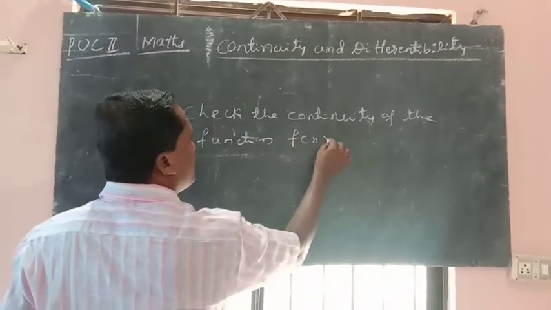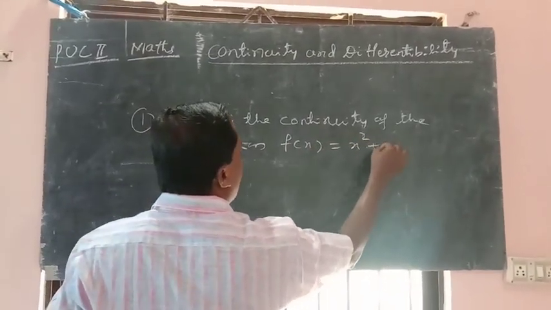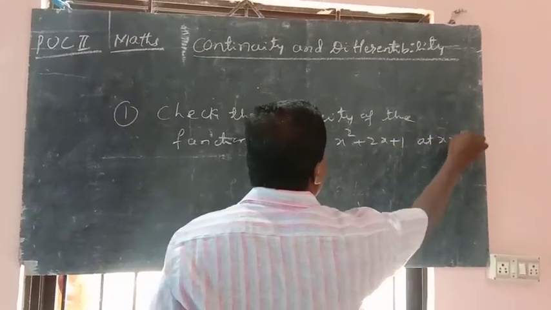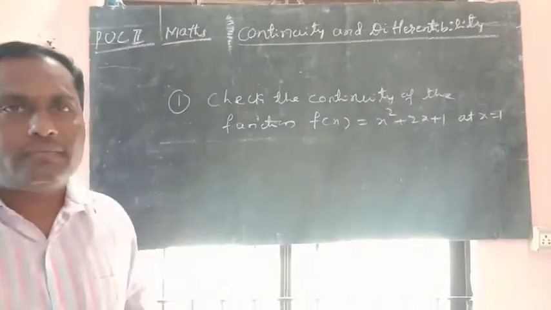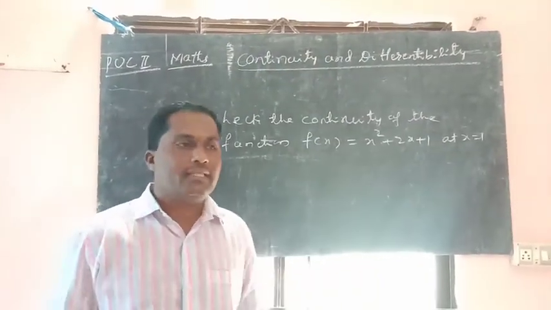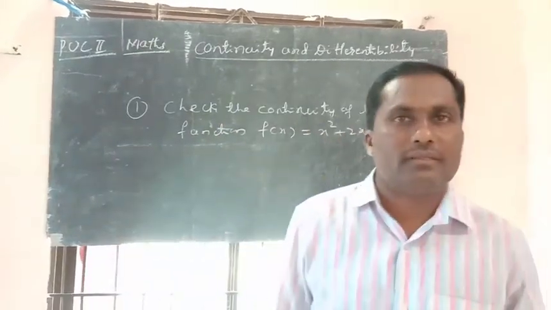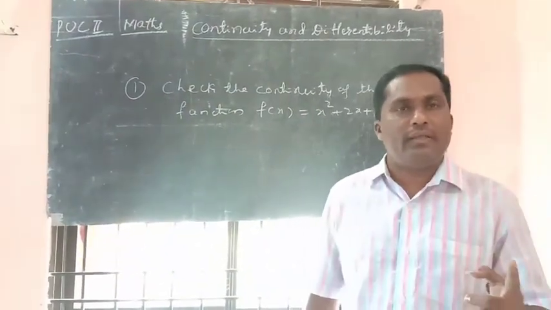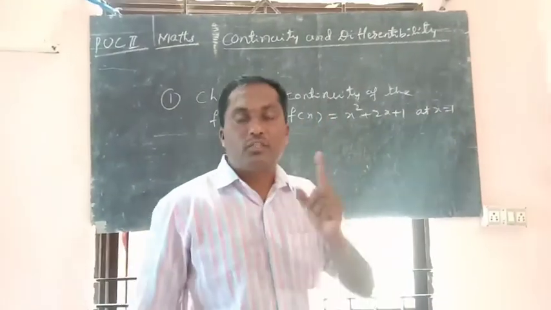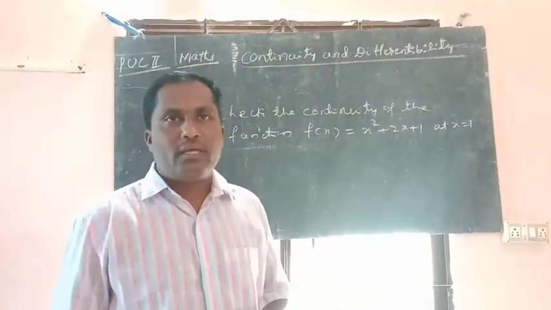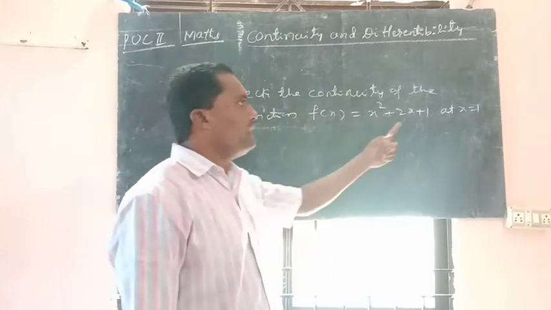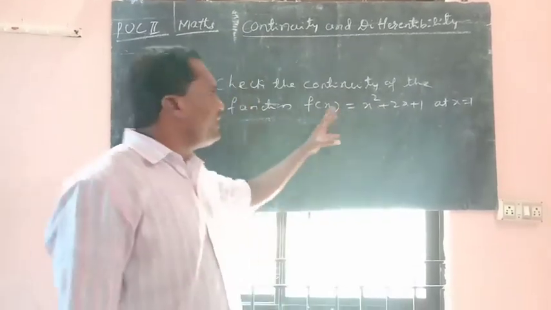That is f of x equals x square plus 2x plus 1 at x equals 1. What is x equals 1? x equals 1 means that it is a limit point. I think you understand, if you have studied in PUC first year. In first year, trigonometry and calculus, you studied the limit functions. So this is very easy for you people. How is it found out?